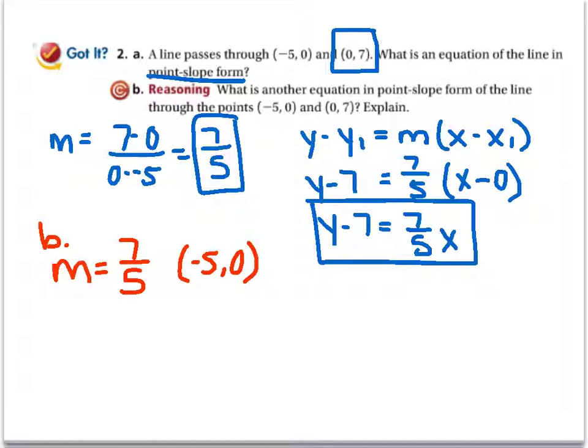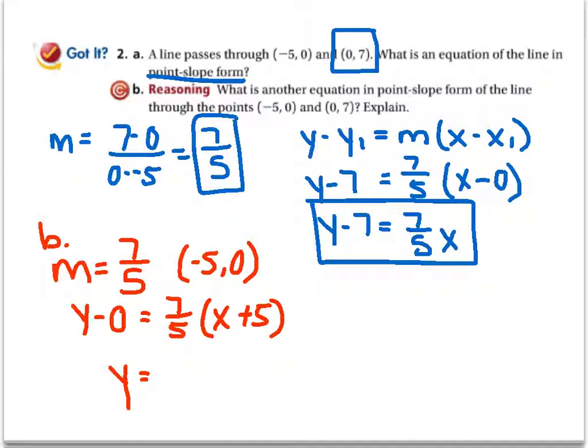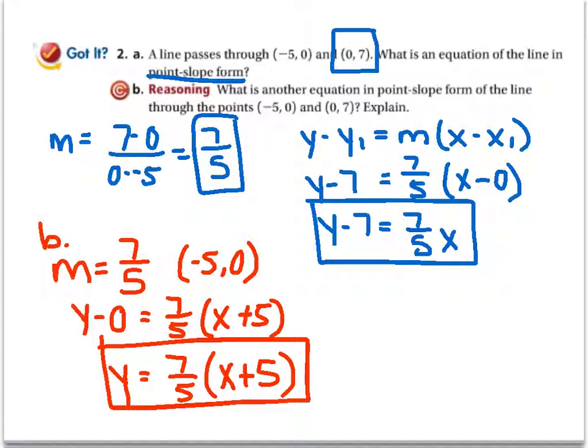Well, let's see what happens. If I do y minus y1, that's y minus 0, equals m times x minus x1, gives me x plus 5. And again, I don't need minus 0. I can just write y equals 7/5 times the quantity x plus 5. So that's another equation. That's just what the question asked.